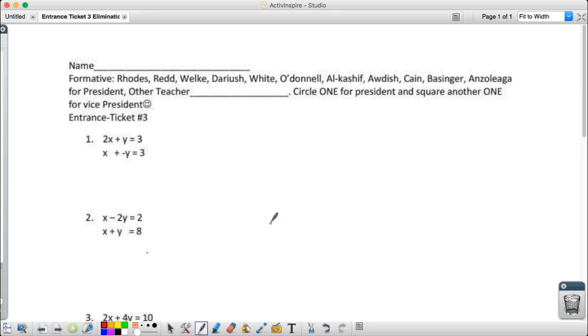Sorry I can't be there, but I'm going to show you how to do this entrance ticket so that you'll be good to go for the quiz that you're going to take after we are done with this entrance ticket. Let us begin.